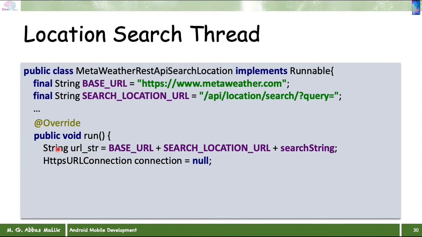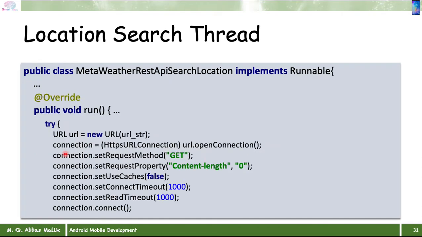This is a string. From that particular string, we are going to create a URL. That's again an object. It's a Uniform Resource Locator object. And then we say that connection is equal to the URL that we have just created, dot openConnection.